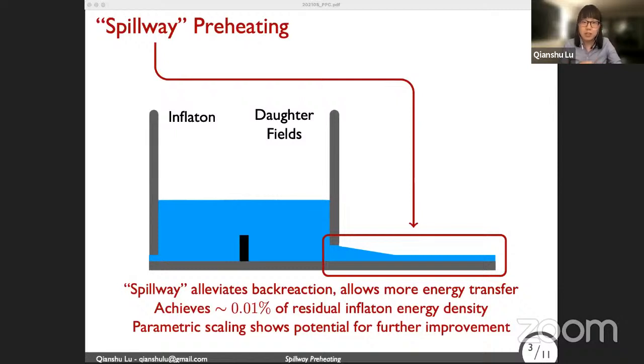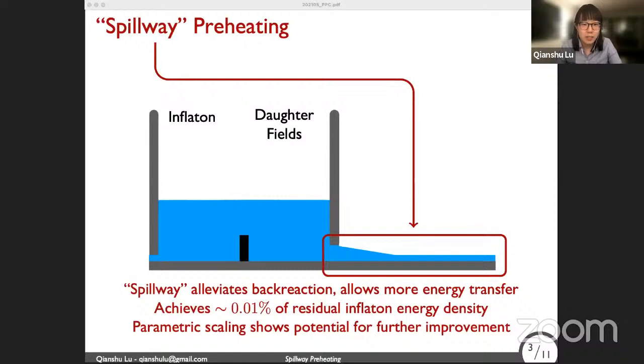But before I do that, just to give you the punchline right now: using spillway preheating, we were able to achieve a residual inflaton energy density of only 0.01%. That's a significant improvement compared to existing models in the literature. We also found that the spillway preheating mechanism has a very nice feature: the residual inflaton energy density scales as an inverse power law with one of the model parameters, meaning that the mechanism has the potential to be even more efficient depending on the parameter values you choose.